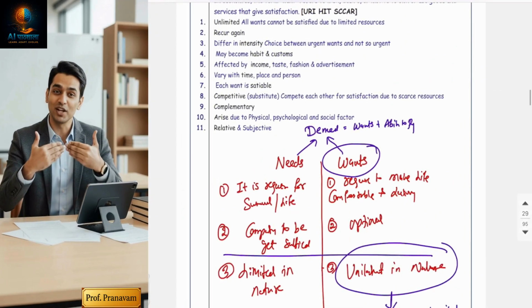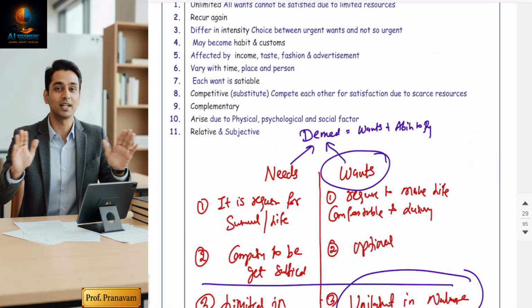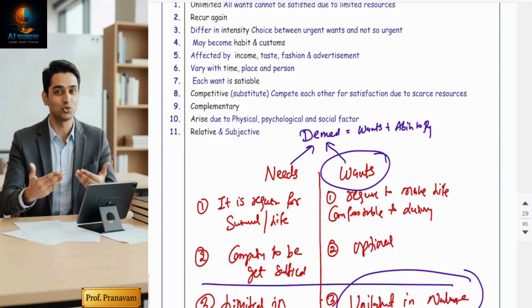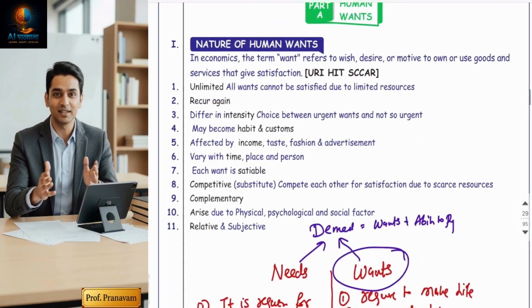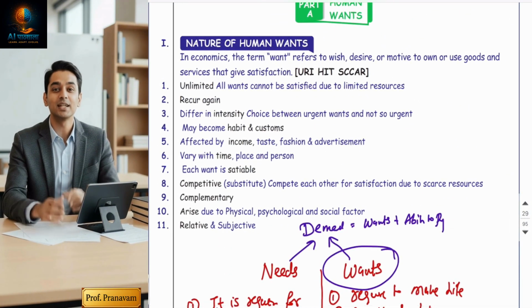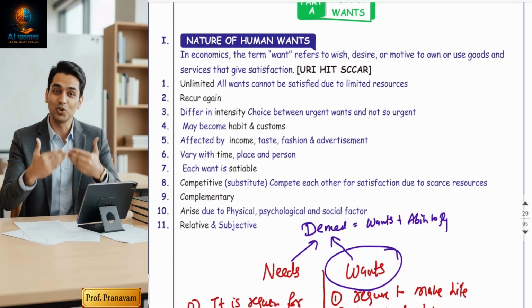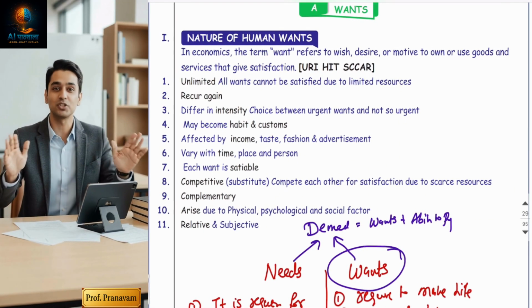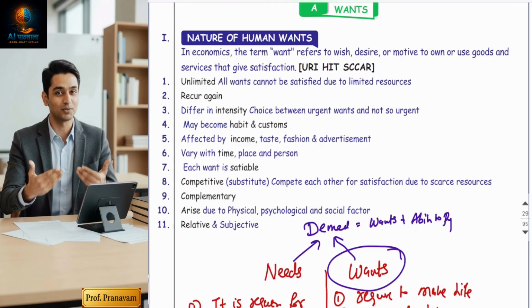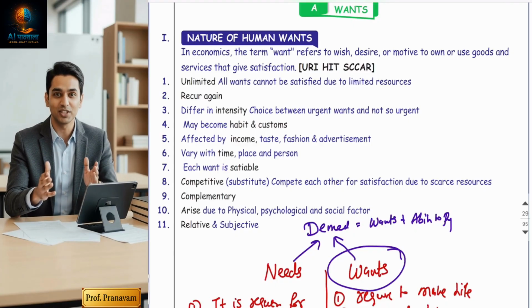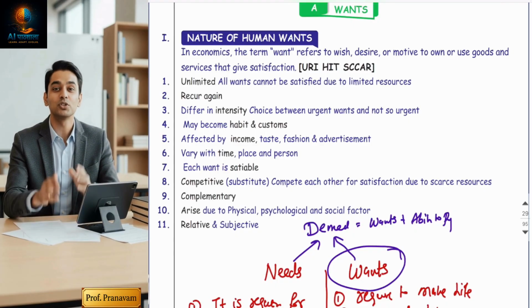Fine. So the first point, you understood what is needs and what is demand. So basically you understood this topic. So let's get into more detail one by one. Two topics are there. Now, first thing, nature of human wants. I have already explained this, but some features are there. Those features are one-liners. You have to remember them.